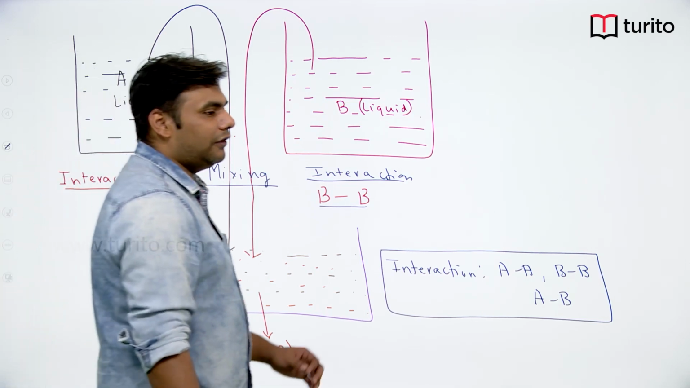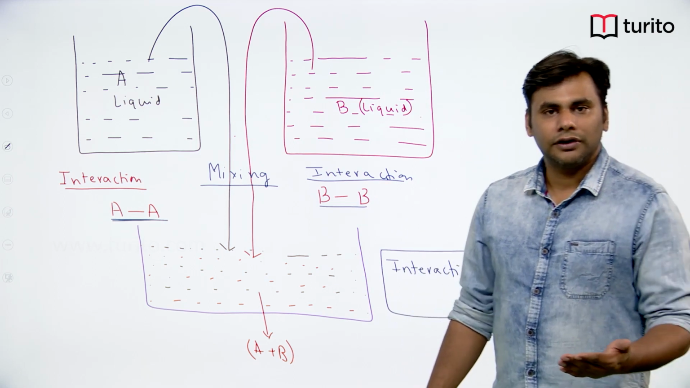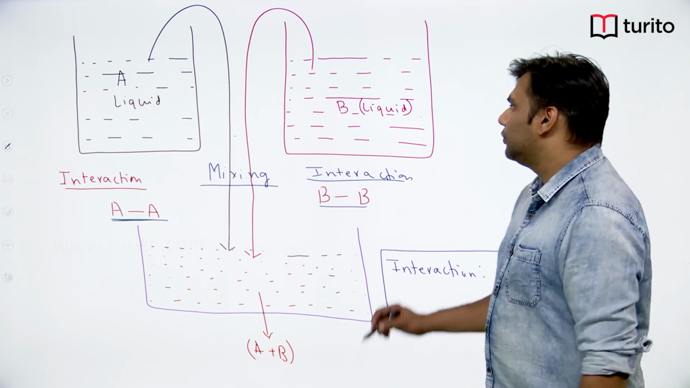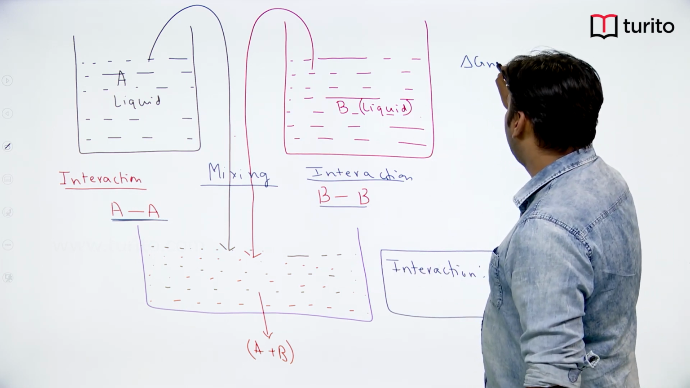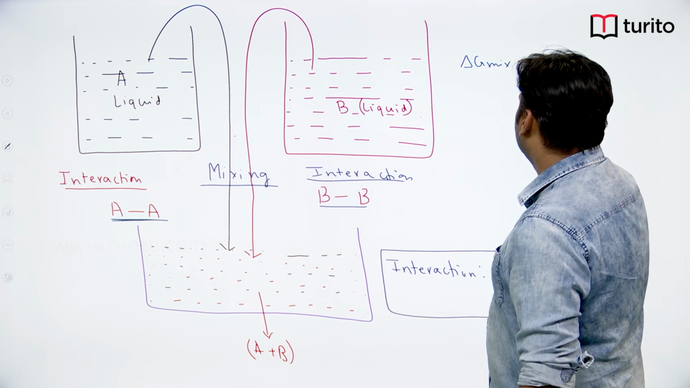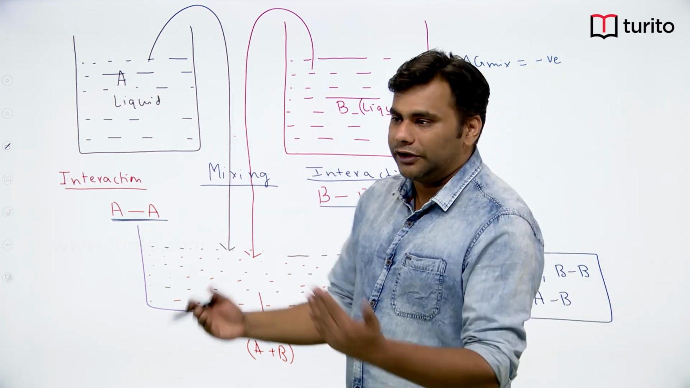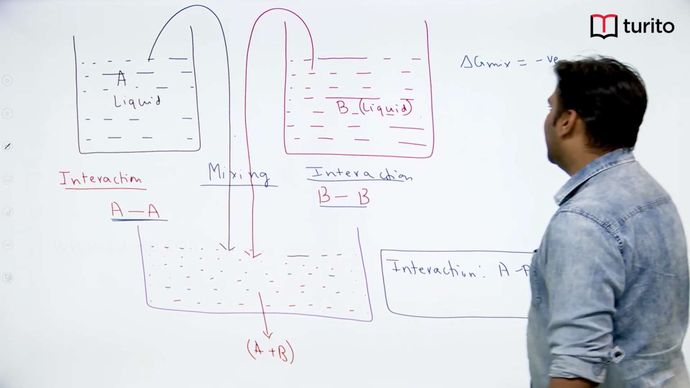We know that whenever we mix two solutions, generally it is an irreversible process and it is a spontaneous process. So delta G mixing would be negative because it is a spontaneous process. When you mix two substances, they mix together, so that is a spontaneous process. So delta G would be negative.